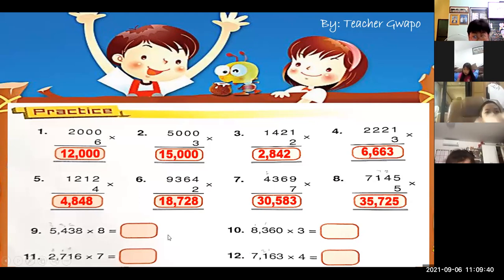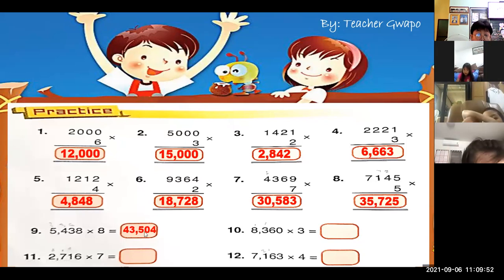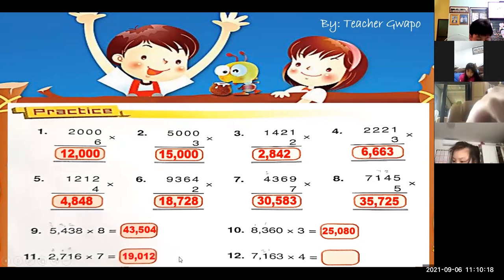Number 6. Number 6, 43,504. Okay. 43,504. And number 10. The answer here is 3 times 0 is 0. 3 times 6 is 18. So just carry 1. So the answer here is 25,080. 25,080. Number 11. 19,012.